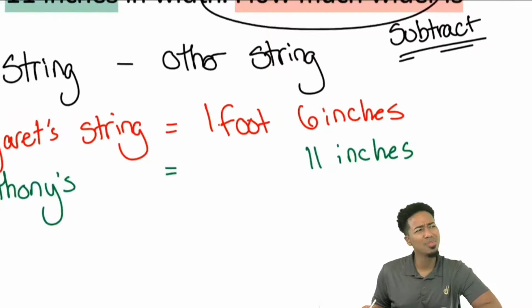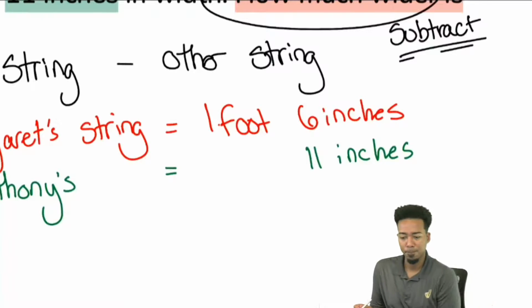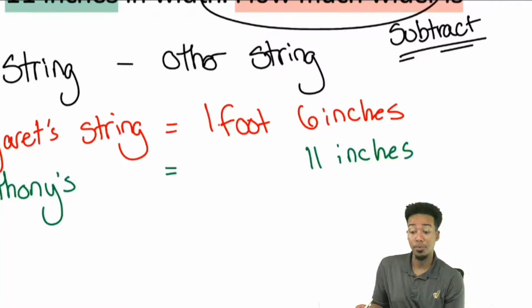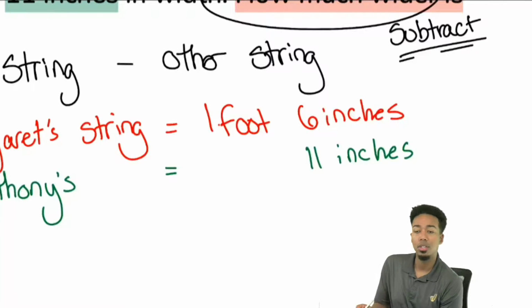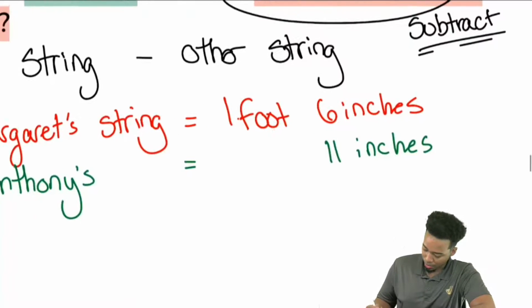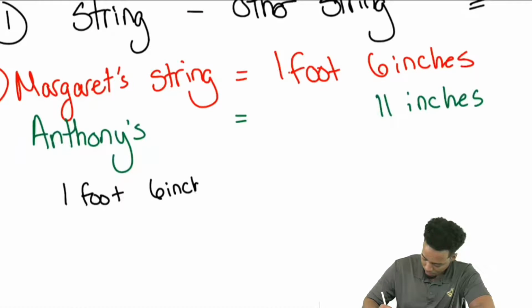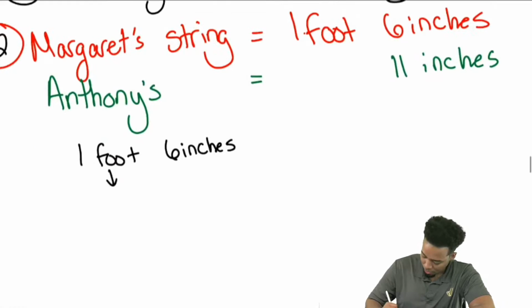Remind me, everybody, if I wanted to turn a foot into inches, what's that conversion rate going to be? Yeah, 1 foot is 12 inches. So let's get that going. So this 1 foot 6 inches here. Everybody, this 1 foot is 12 inches. So everybody, what's 12 inches plus 6 inches?